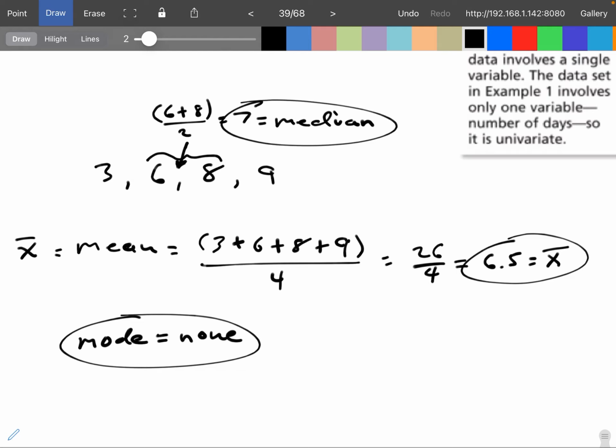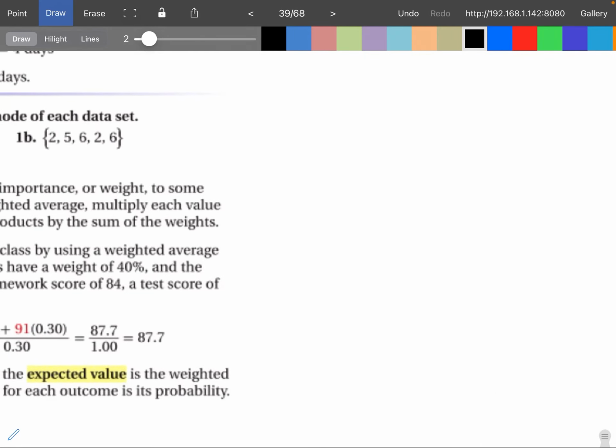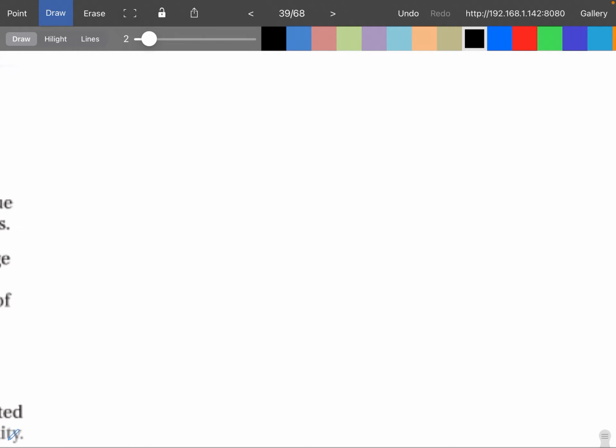All right? Pretty easy so far, right? Again, some of it gets kind of tedious, but the math in this chapter is not that difficult, all right? Just a lot of arithmetic, really. So let's look at the other data set here, this one. This one's got 2, 5, 6, 2, 6. So I'll write that down for you guys.